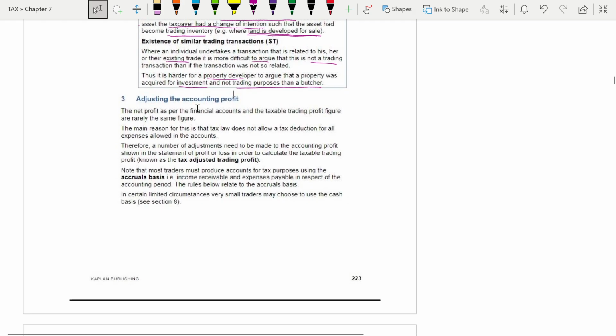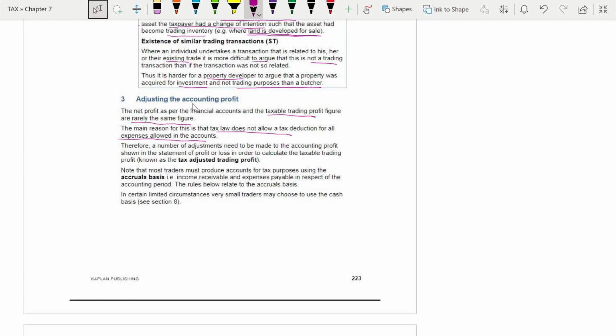The net profit, what is the adjusting accounting profit? Are the net profit of financial accounts and the taxable trading profits really the same figure? The financial profits and taxable trading profits will never be the same. The main reason is that tax does not allow a tax deduction for all expenses in the accounts.